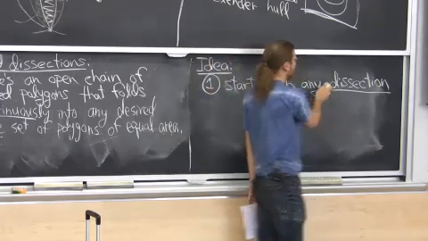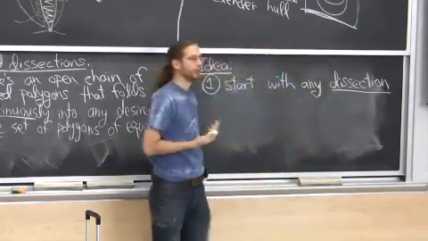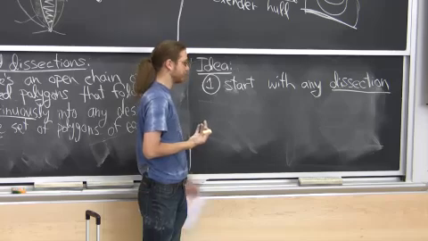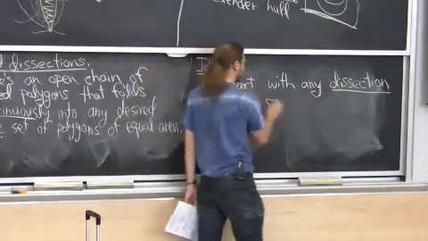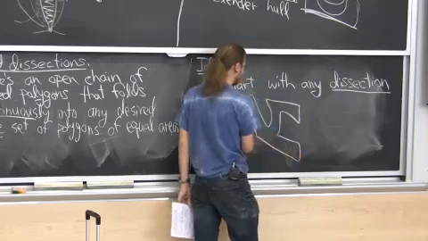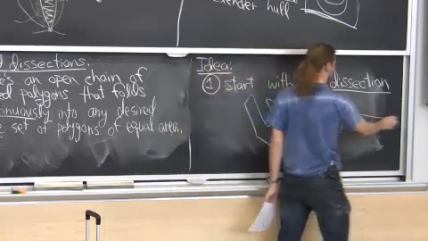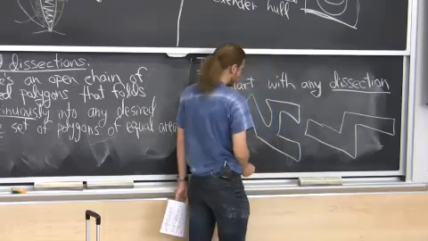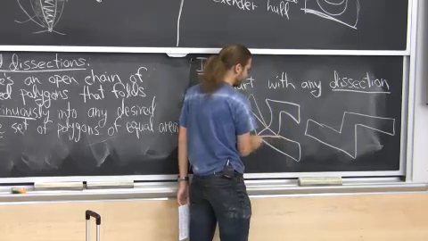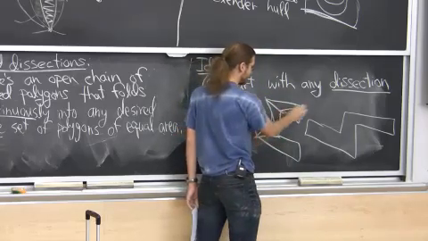And it's well known since the 1800s that dissections always exist. I can give you a quick idea of how that's proved. You take some polygon and some other polygon of equal area. Just triangulate both the polygons, because that always makes life easier.